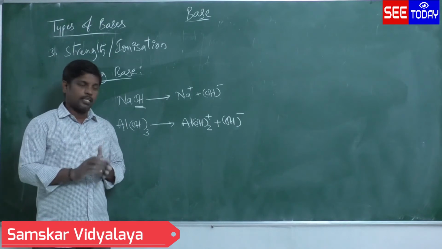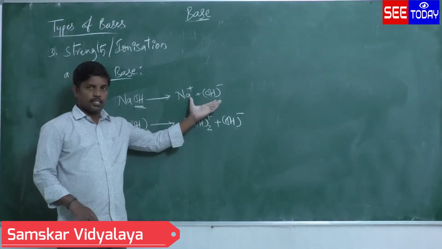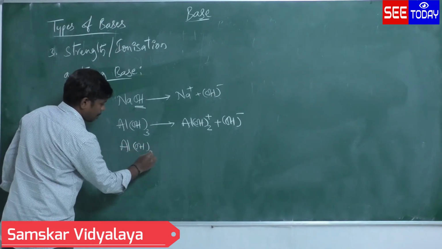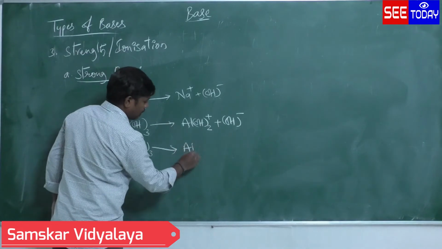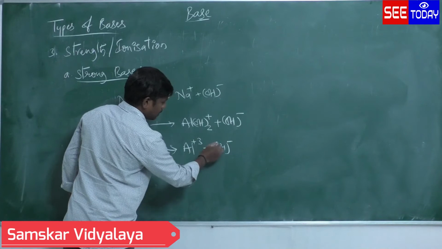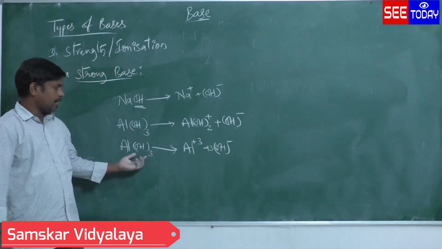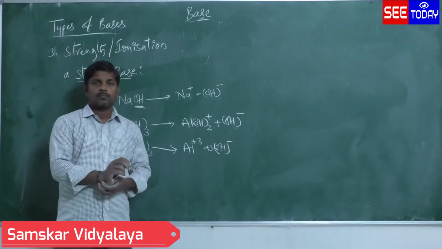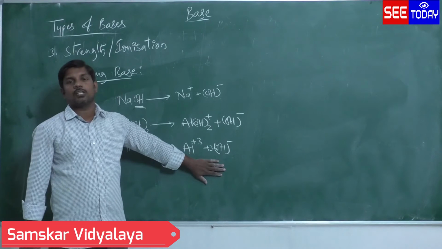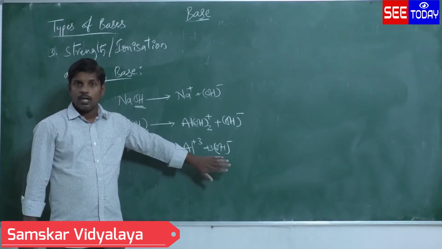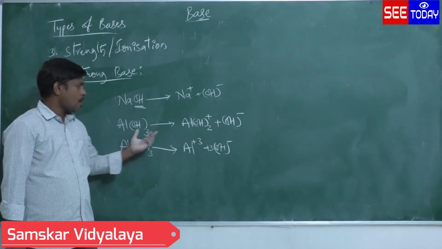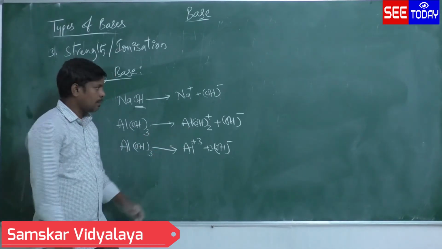If the same base is undergoing 100% ionization and forming Al 3 plus and OH minus, it is having 3 hydroxides and all 3 hydroxides are released. This kind of base can undergo complete ionization. The bases which can undergo complete ionization we call strong bases, and the bases which undergo incomplete ionization are the others.